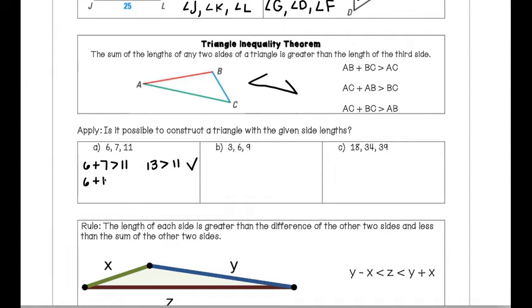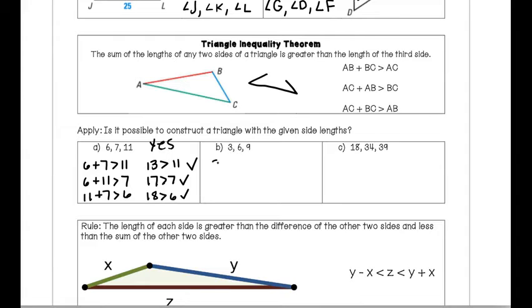Then I need to take 6 plus 11, say that should be greater than 7. Well, that's 17, and that is greater than 7, so that works. And then I'm going to take 11 plus 7, which should be greater than 6, and that is because 18 is greater than 6. So since all three of these inequalities were true, we can say, yes, these three sides would create a triangle because the triangle inequality theorem held up here.